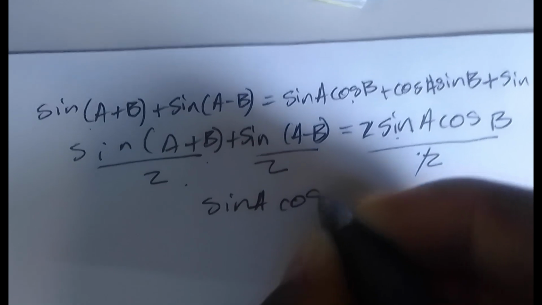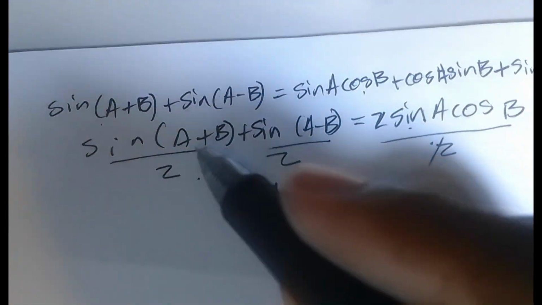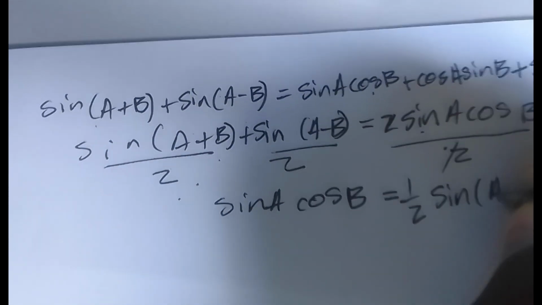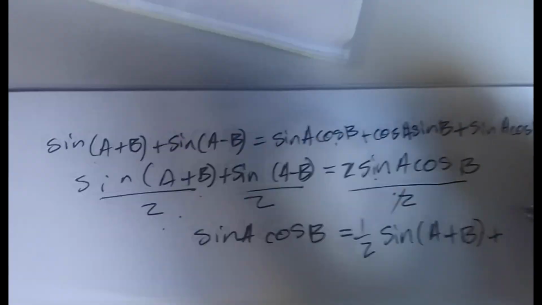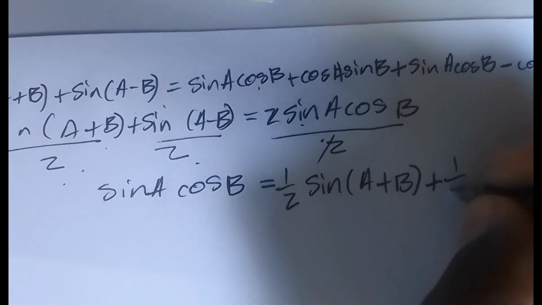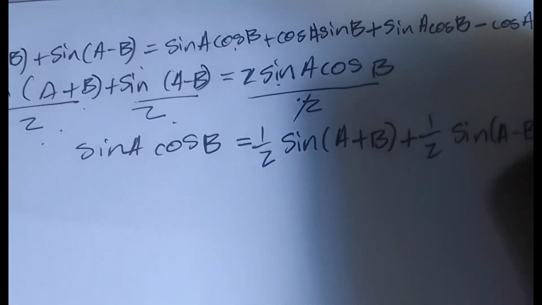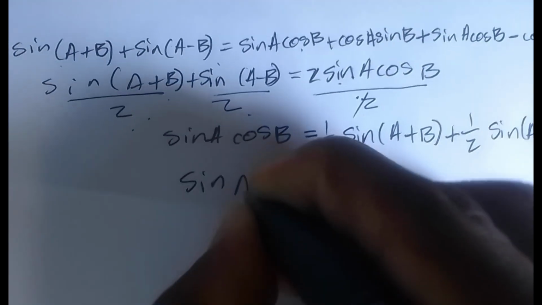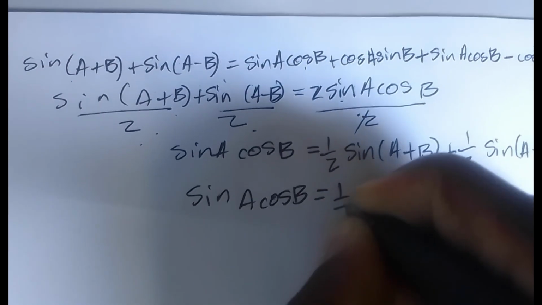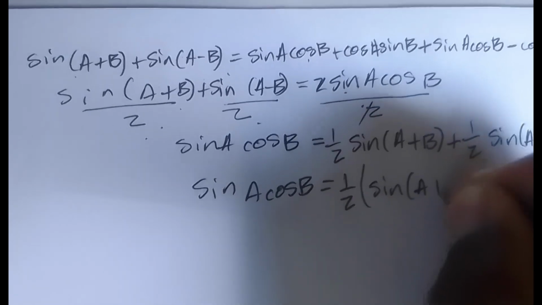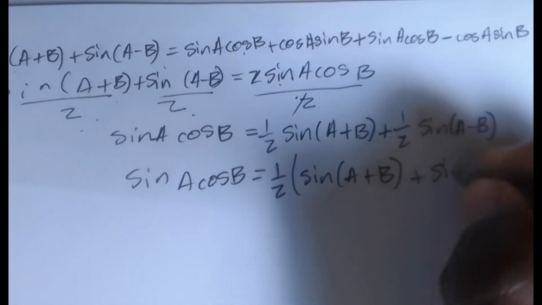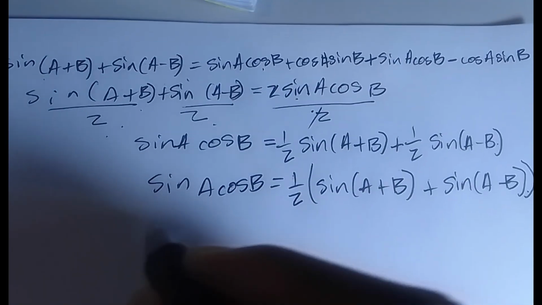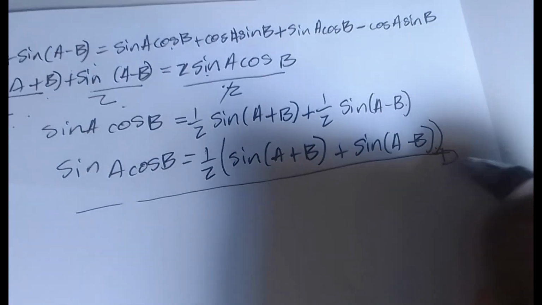I have sine A cos B is equal to sine A plus B all over 2, which is the same as half sine A plus B, plus sine A minus B all over 2, so it's half sine A minus B. Now let's take out the half as a common factor there. So you have sine A cos B is equal to half of sine A plus B plus sine A minus B, and that is your first identity. Well, that's the first one I did.